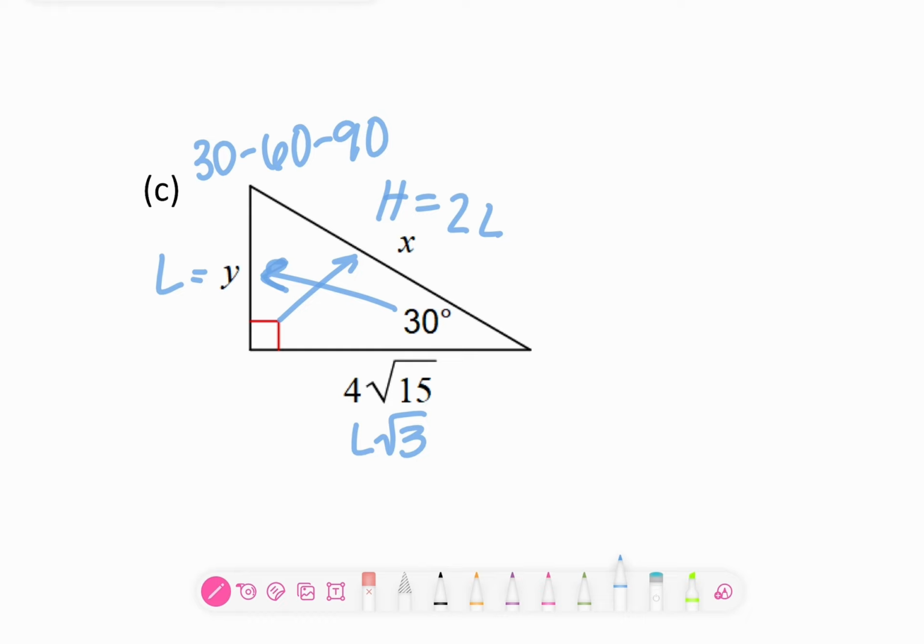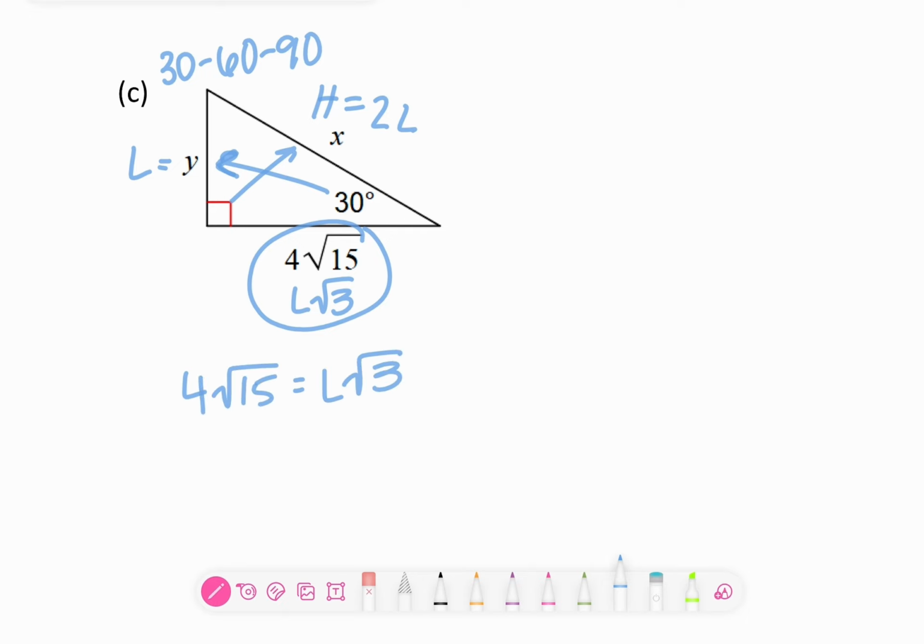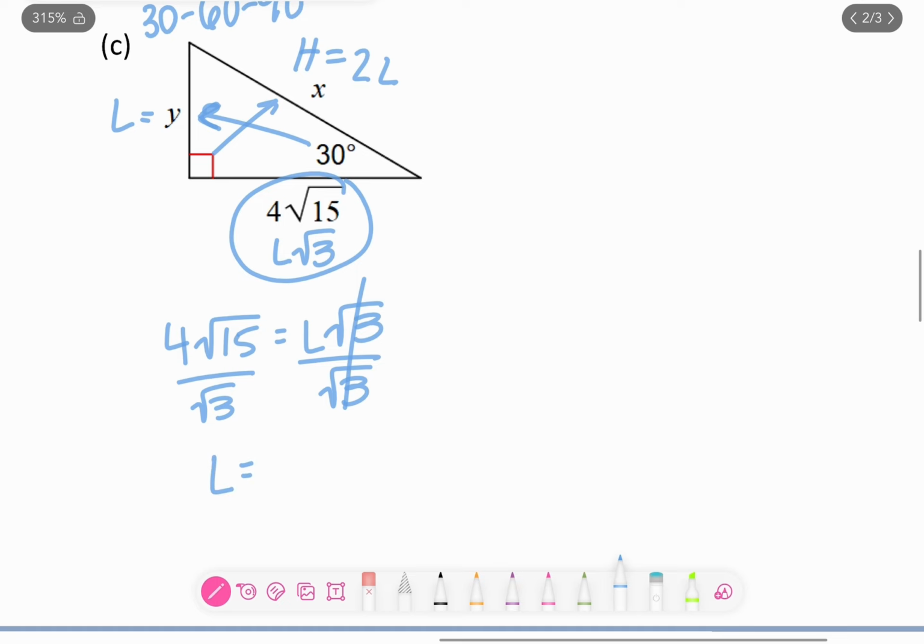So what we're going to do now, since the only thing we have labeled is our longer leg, is make an equation out of that. Okay, so we're going to have that 4 square root 15 equals L square root 3. Solving for L, we have to divide by that square root 3 again. So divide by square root 3, divide by square root 3. Now you might have this urge to rationalize this because L is 4 square root 15 over square root 3.